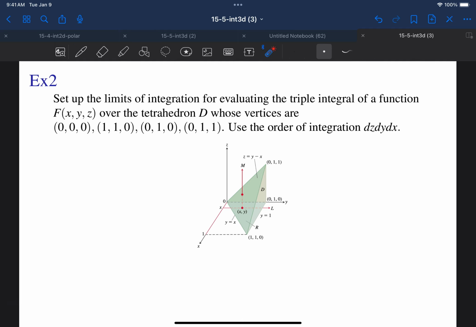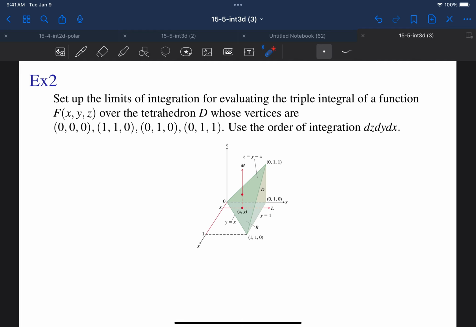So here we say set up the limits of integration for evaluating the triple integral of a function f of x, y, z over the tetrahedron D whose vertices are 0, 0, 0 and those 4 points. Use the order of integration dz, dy, dx. If there is a given order dz, dy, dx, then we're going to follow this.